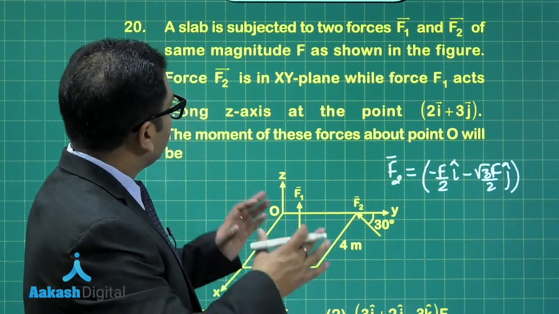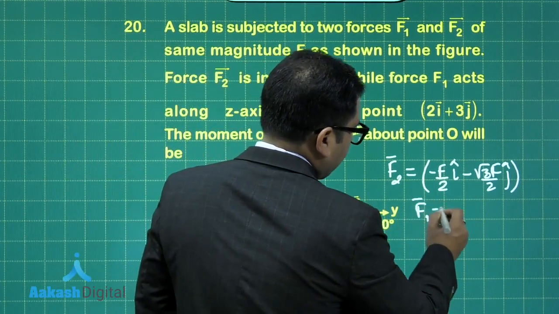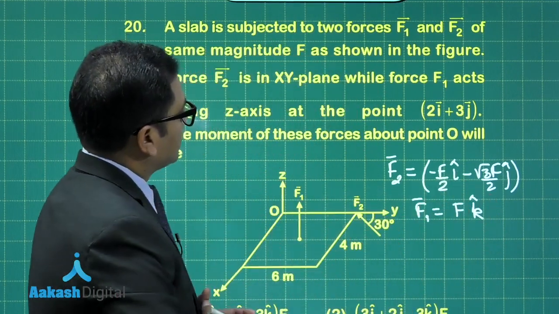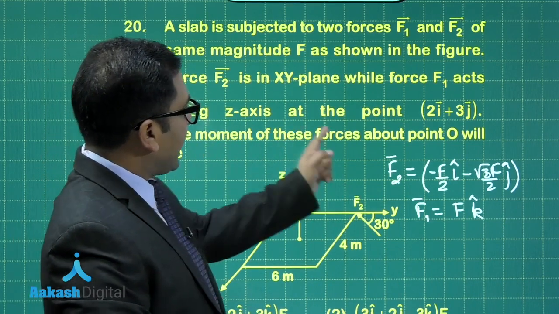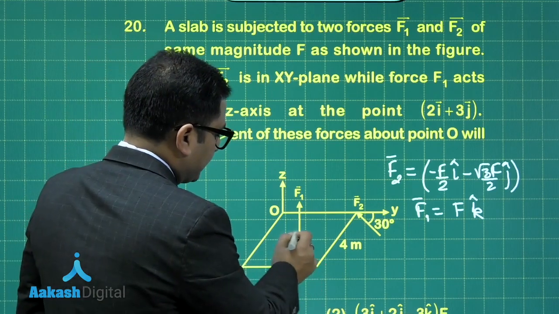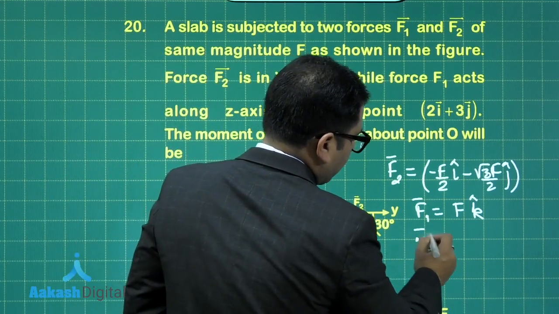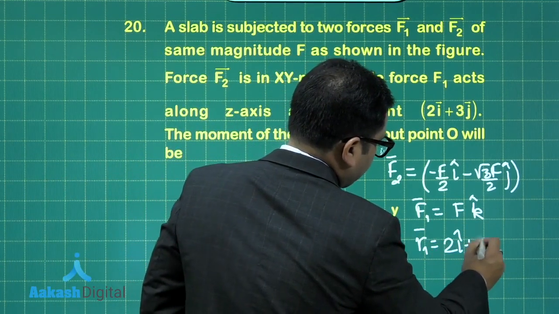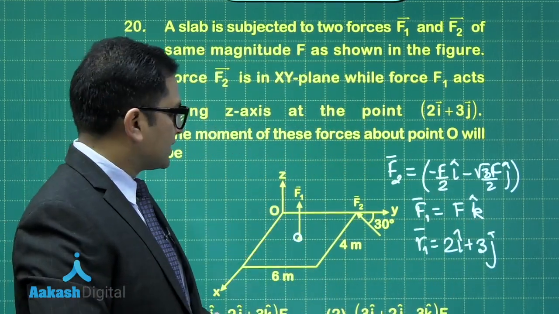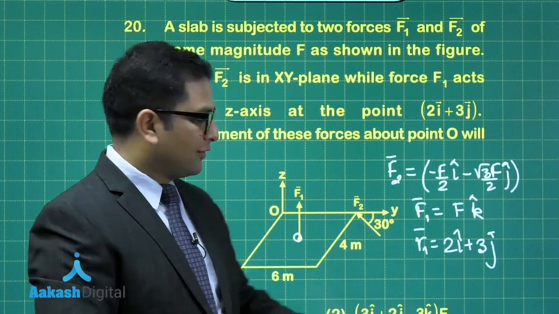Then F1 acts along z-axis. All right, so F1 can so easily be written as F k cap as per the given direction. And F1 acts at the point 2i cap plus 3j cap. So it makes sense that F1 is acting at the mid, 2i cap plus 3j cap. So that can be written as R1, which is 2i cap plus 3j cap. And we need to calculate the moment of these forces about point O. Okay, R1 incidentally is being measured from the origin.